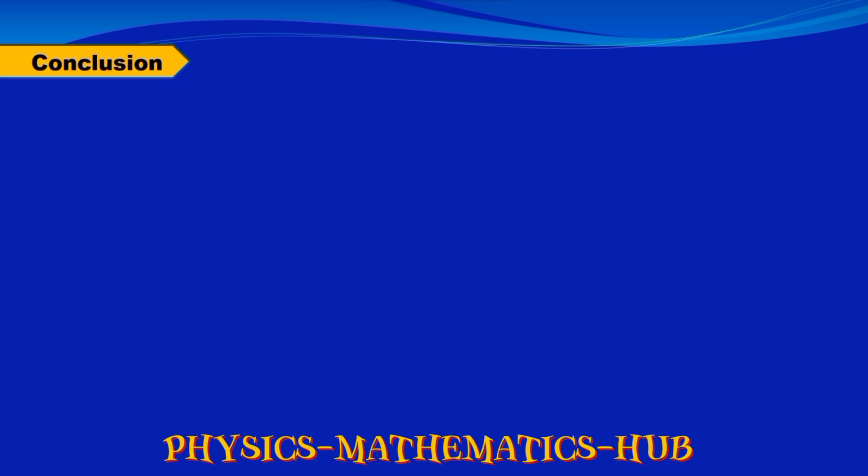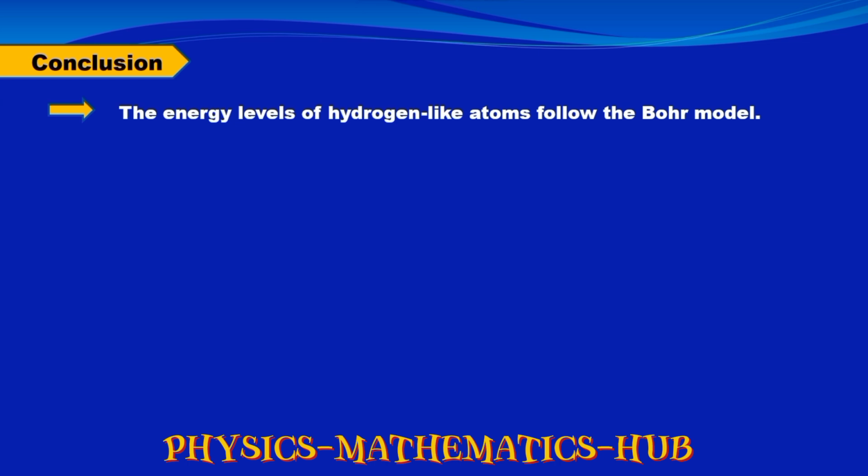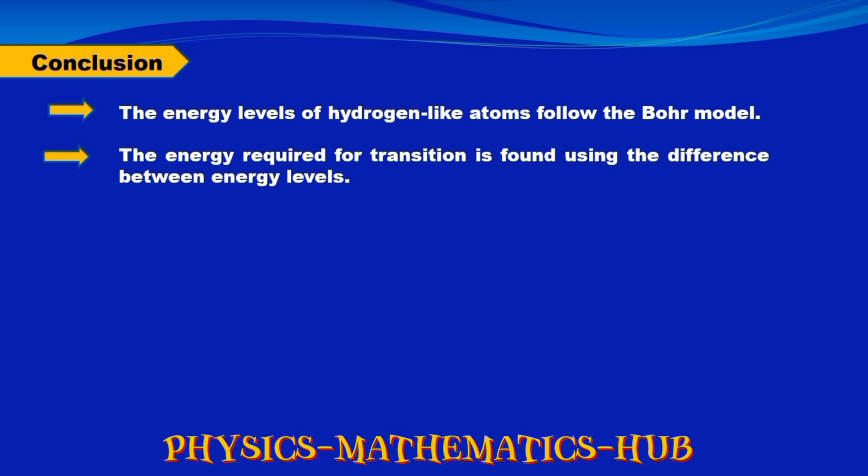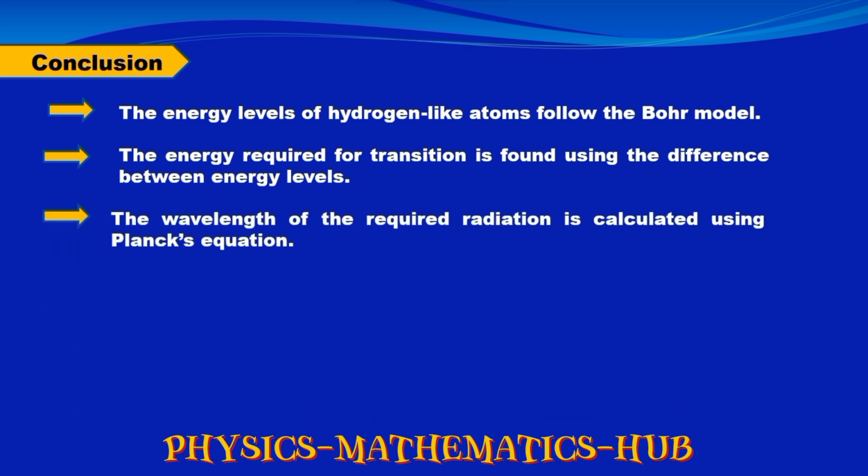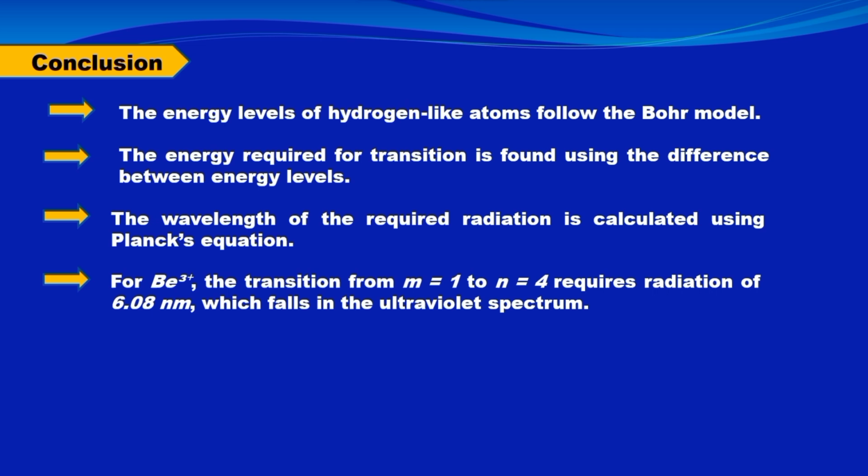We have concluded that the energy levels of hydrogen-like atoms follow the Bohr's model. The energy required for transition is found using the difference between energy levels. The wavelength of the required radiation is calculated using Planck's equation. For triply ionized beryllium atom, the transition from M = 1 to N = 4 requires a radiation of 6.08 nanometers, which falls in the ultraviolet spectrum.